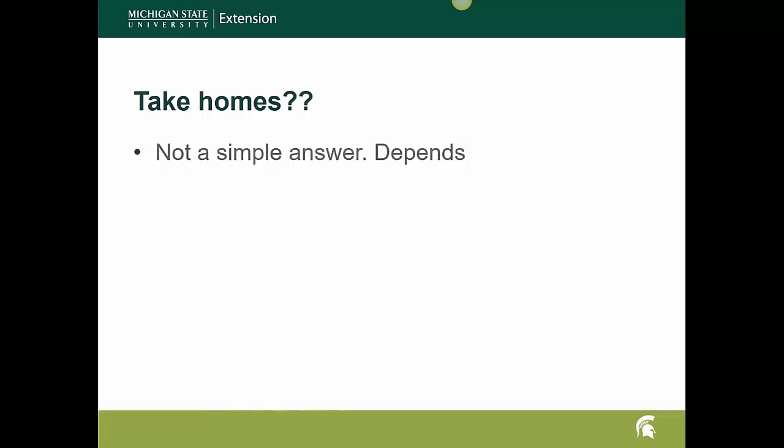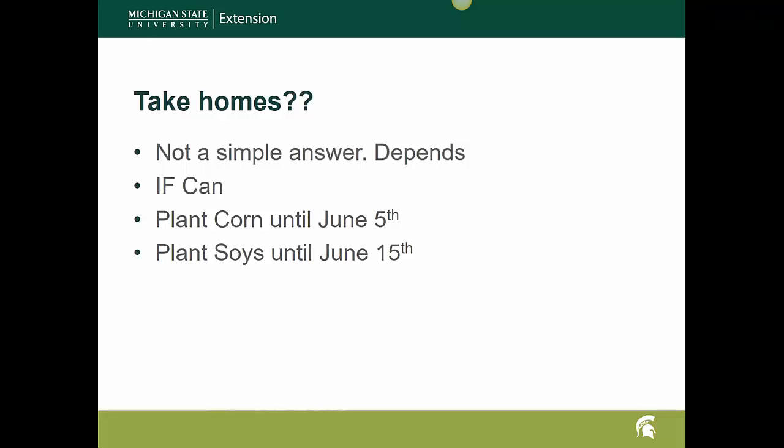The take home is not a simple answer. It depends. If you can, I think you certainly want to try to plant corn up until June 5th. Plant soys until June 15th, when we start getting into those reductions. Take preventive planting on the balance, maybe. It depends on what the weather is going to do, and so forth. I think you've got to use good agronomic common sense, but yeah, we need to try to produce a crop if we can.